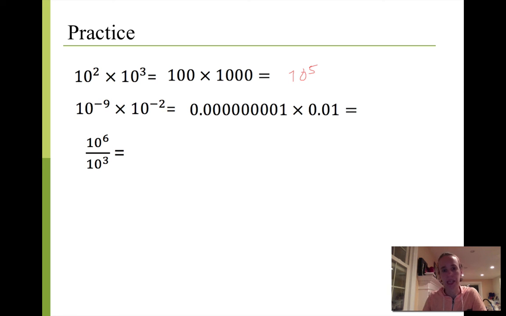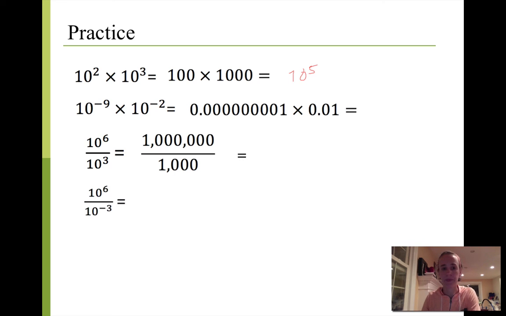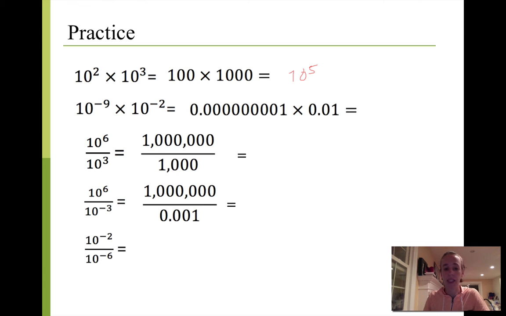Dividing, we're going to be subtracting the exponents. So 1,000,000 divided by 1,000 is going to give us 10 to the 3rd power. You got to use your brain a little bit here when you start getting negatives. If we're subtracting our exponents here in division, 6 minus -3, 2 negatives is a positive, so this would give us 10 to the power of 9. 10 to the -2 divided by 10 to the -6, -2 minus -6, that would be 10 to the 4th.